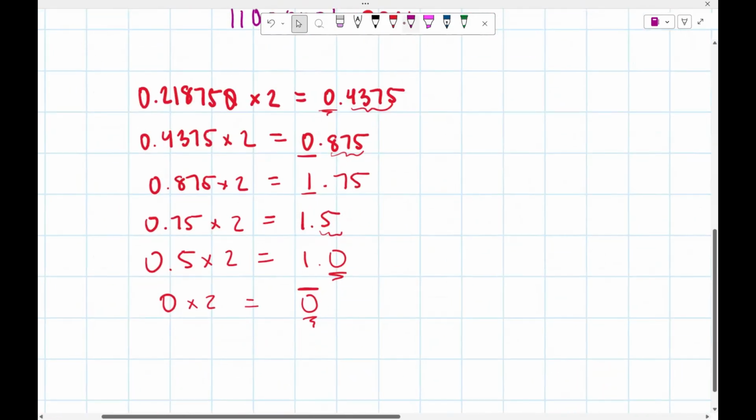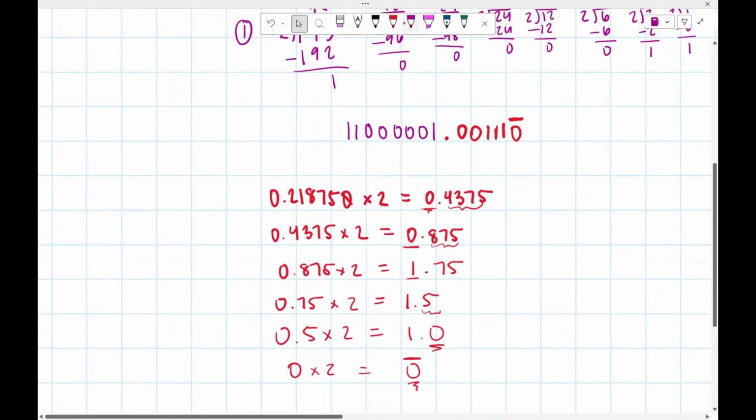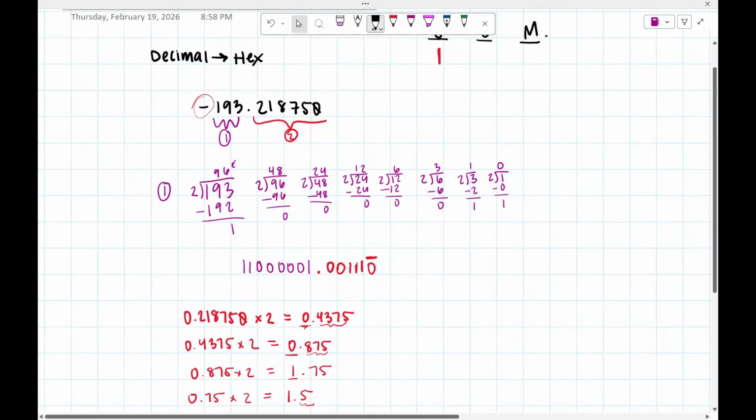So, wait, did I write that down? Okay. So we should have another one here because of this, and then a 0. And then we'll make that little bar so that we know that it's repeating. All right. So there you go. That's your mantissa for now.